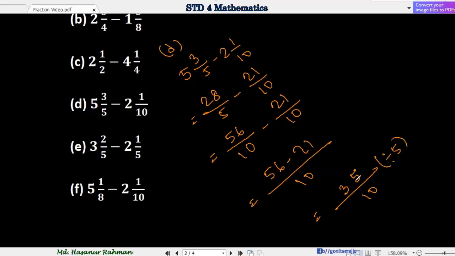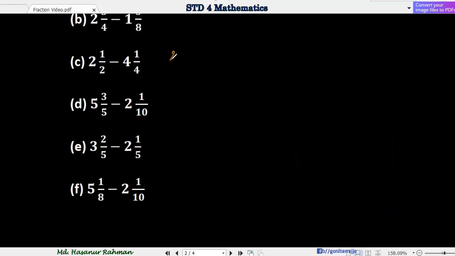So we can divide both numerator and denominator by 5. So 5 7 is 35, 5 2 is 10. So here 7 by 2. If we want to convert this one into mixed, we will get 3 whole 1 by 2. Very simple problem. Now number E.